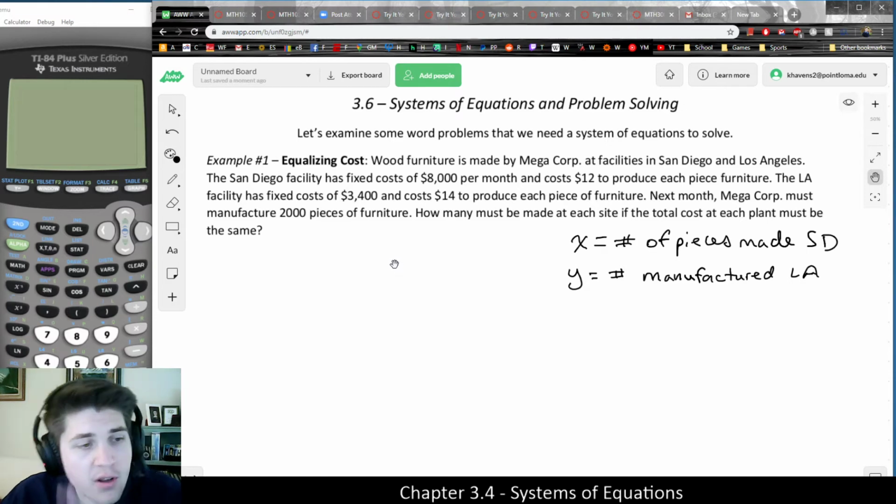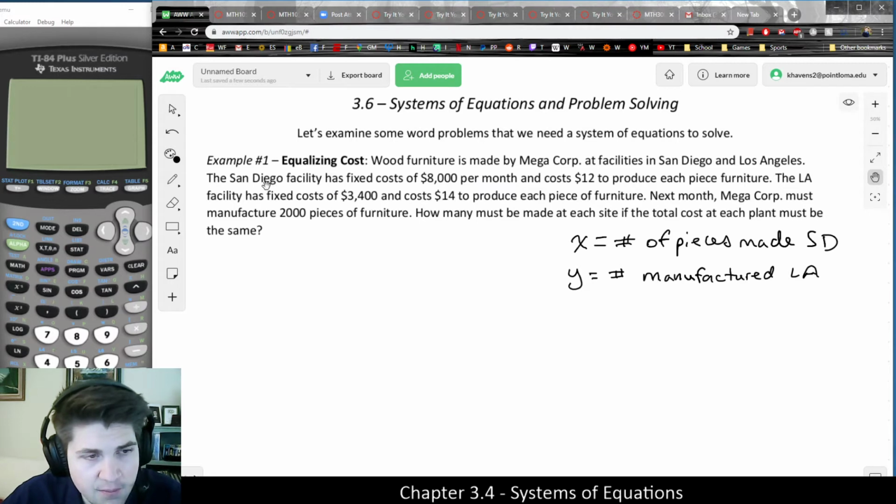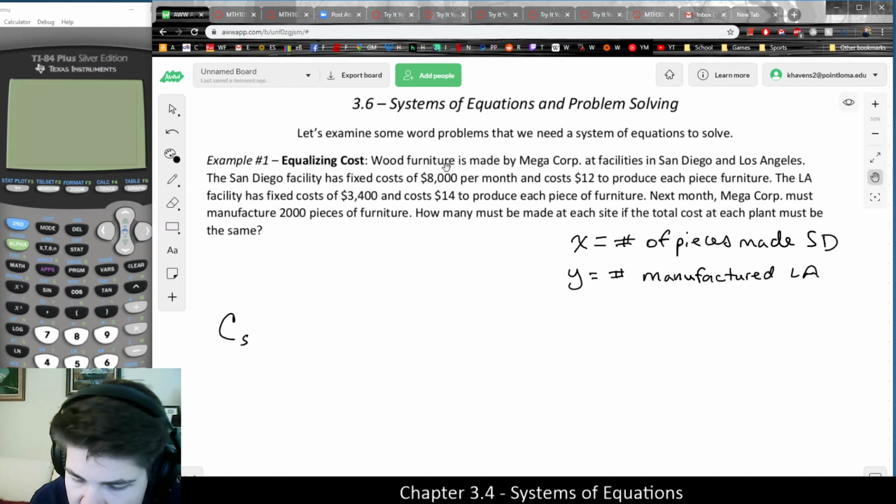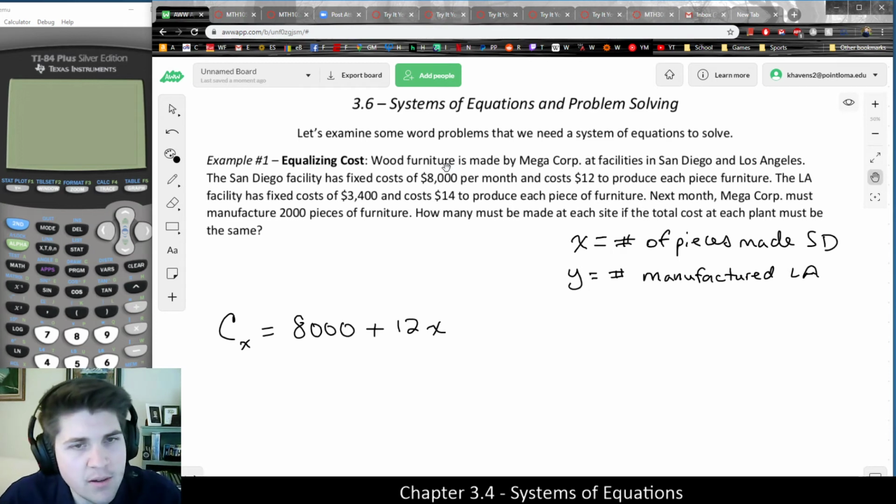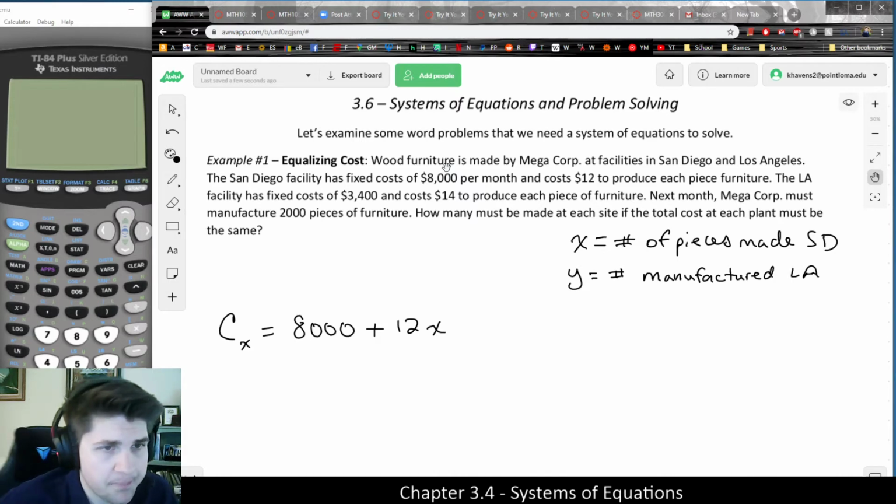But this is also going to be a systems question because I'm given some different pieces of information. Number one is the cost to produce that furniture in San Diego. So what I could do is write the cost of SD, or I'll just write that as the cost of x, is going to be, well, $8,000 fixed per month, and then it's also going to cost them $12 per piece of furniture. And remember, $12 times the number I make in San Diego should give me how much it costs to produce. Let's say I make 100 in San Diego. That's going to be $1,200 plus the 8,000 fixed, which is independent of how many pieces I make.